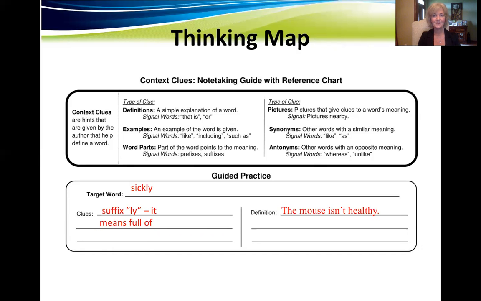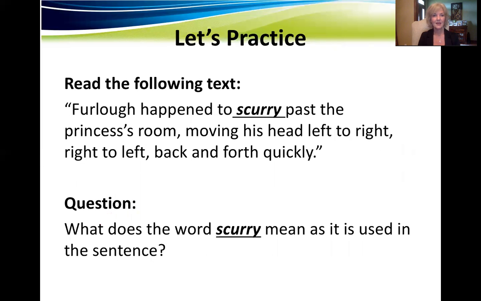Okay? Let's try again. I'll read the following text. Furlough happened to scurry past the princess's room, moving his head left to right, right to left, back and forth quickly. Question. What does the word scurry mean as it's used in the sentence?